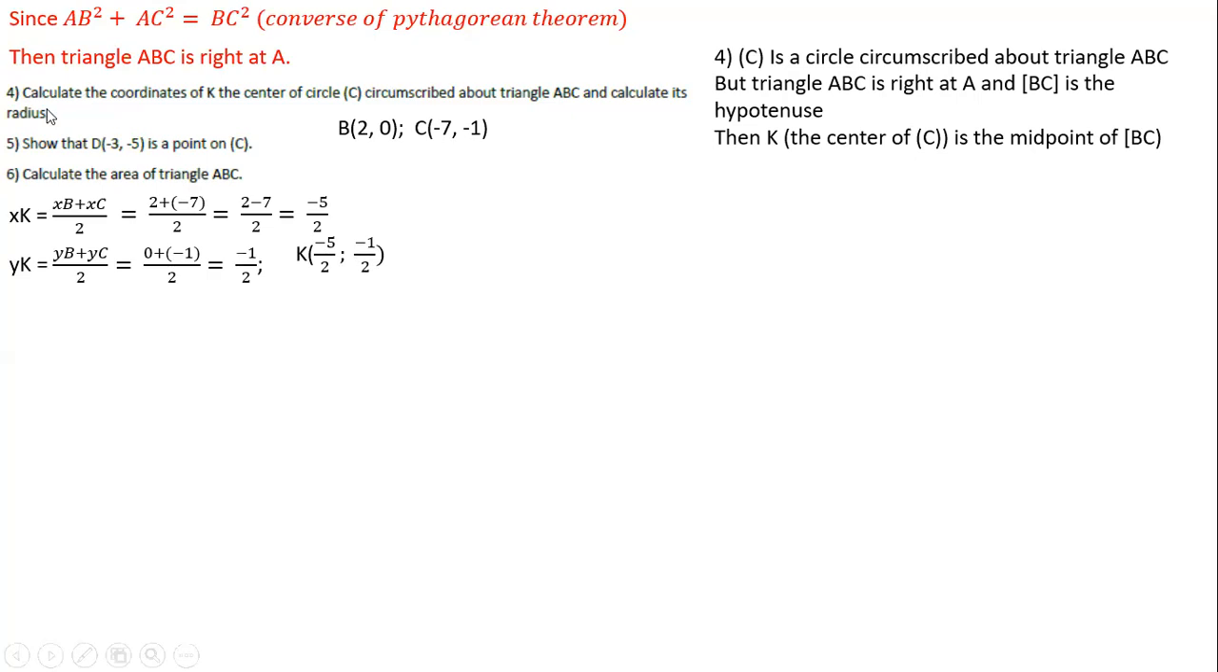And calculate its radius. K is in the middle of BC, so the radius is KB or KC. It's equal to BC over 2. We have the length of BC is equal to radical 82, so the radius is radical 82 over 2.